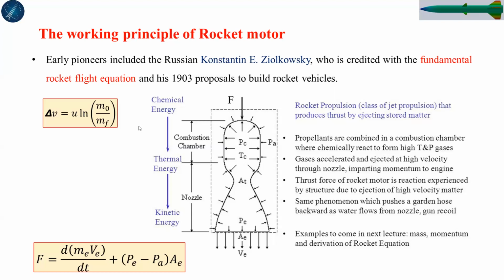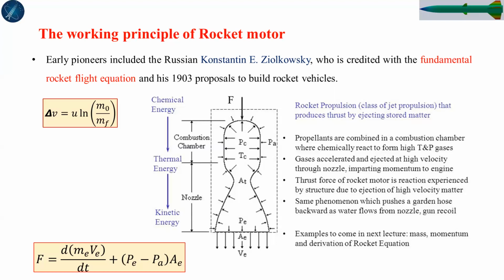Okay, so that can be, and the amount of vehicle velocity change from time to time, which is equal to delta U, which is equal to exit velocity times ln of m naught over mf. This is called the rocket equation, or Tsiolkovsky rocket equation. We call this, the Russian scientist in 1903, Konstantin E. Tsiolkovsky, he developed this kind of equation.